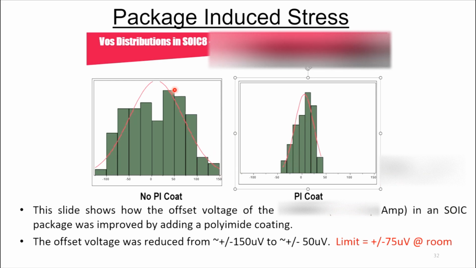And so these are graphs of offset voltage, and offset voltage is usually a very critical function of the input matching devices, mainly the differential pair, but also the current mirrors and current sources on the inputs. You can see by adding polyimide, we reduced the distribution from maybe plus or minus 150 microvolts down to maybe plus or minus 50 microvolts. So this was a big deal as far as yield. I think the actual limit was plus or minus 75 microvolts or so. So this is just to illustrate the benefit you can get in plastic packages by adding polyimide.